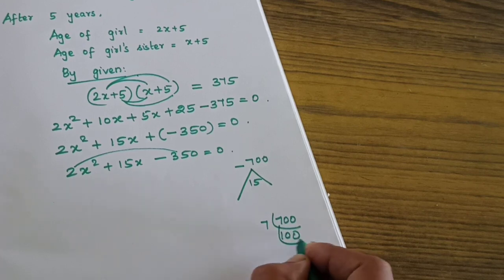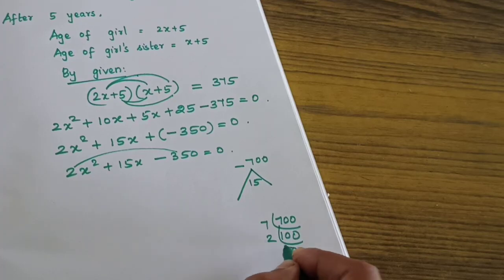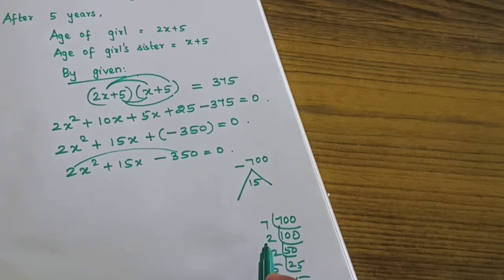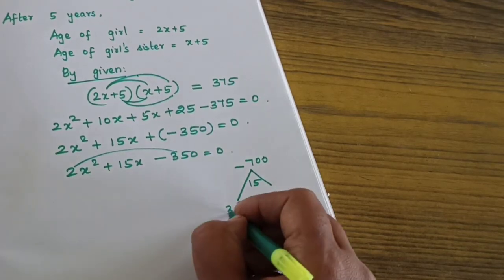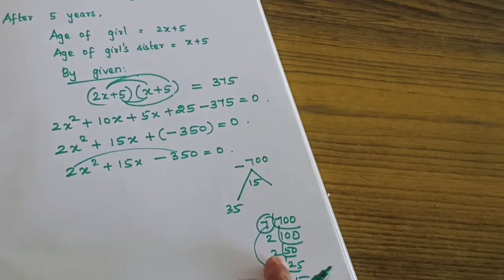So 100, then 250, then again 225, and again 5 and 5. Okay. So multiplying here, 7 to 14, 28 and 25. No, not possible. So 7 into 5 we can take. 7 5s are 35 and 5 2s are 10, 10 2s are 20. It will come now. Like this we need to calculate.